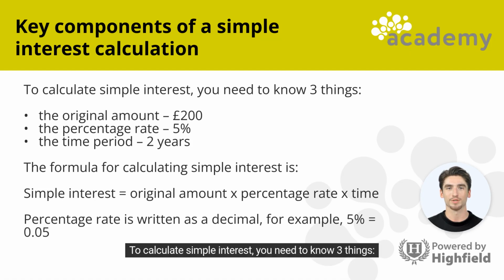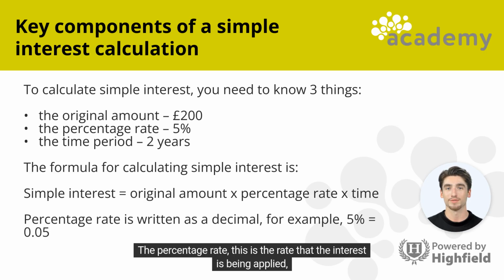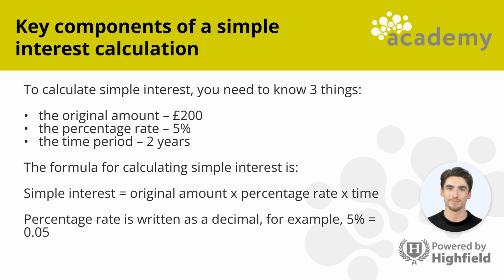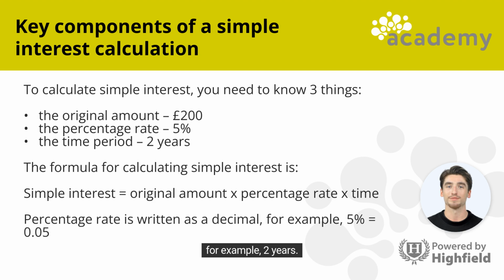To calculate simple interest, you need to know three things: the original amount of money, for example, £200. The percentage rate, this is the rate that the interest is being applied, for example, 5%. And the time period, this is how long the interest is applied, for example, 2 years.